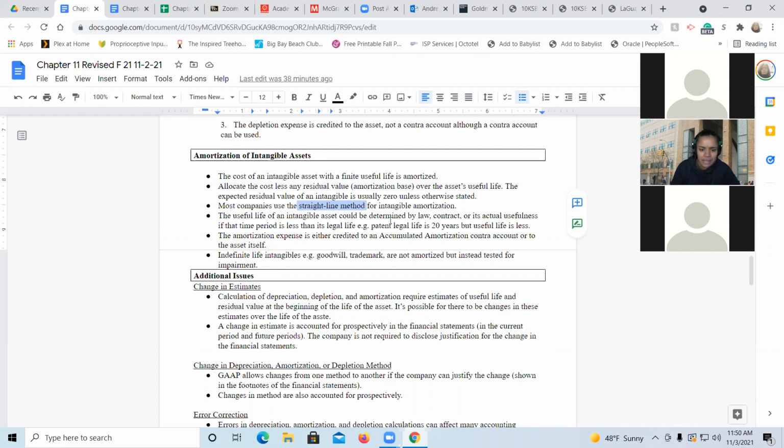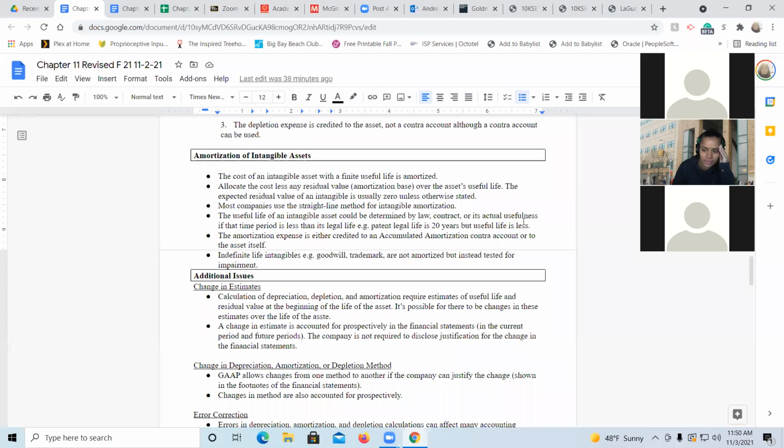The useful life of an intangible asset is determined by law, by contract, or by its actual usefulness. Sometimes the legal life is longer than the actual useful life. You always go with whichever is the shortest. So if a patent's legal life is 20 years, but its useful life is less, you go with the lower.